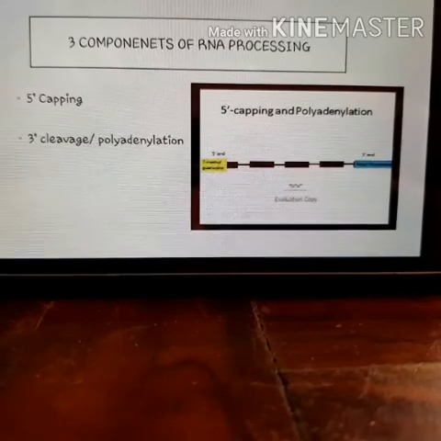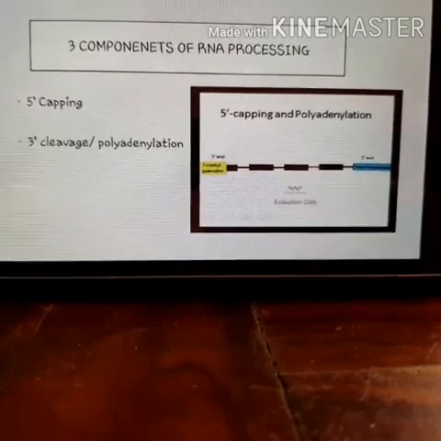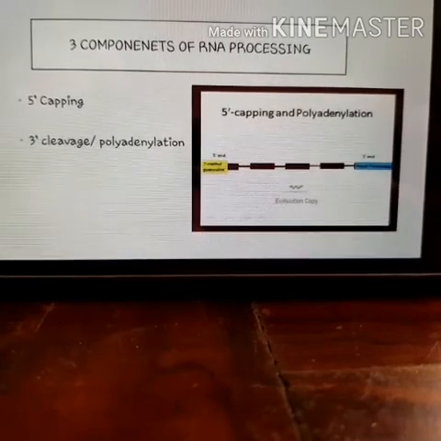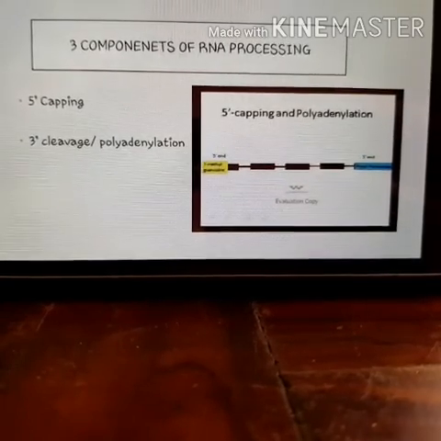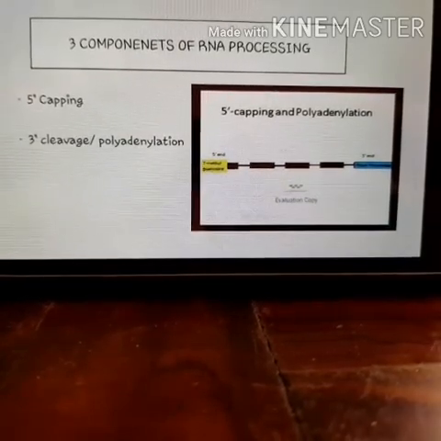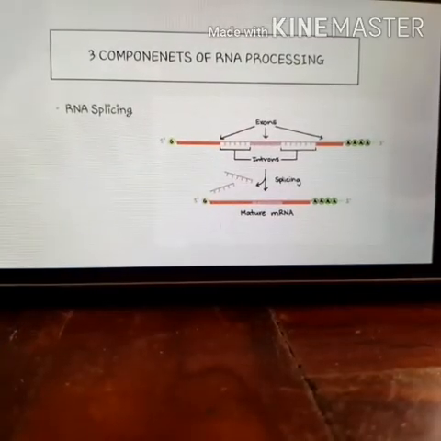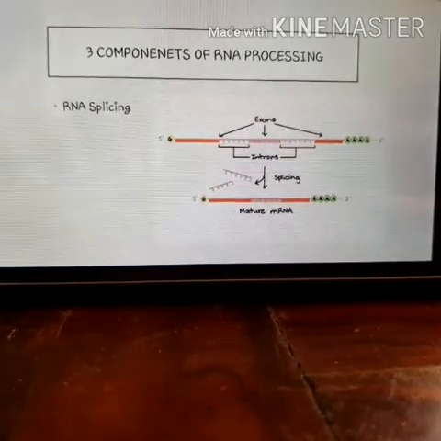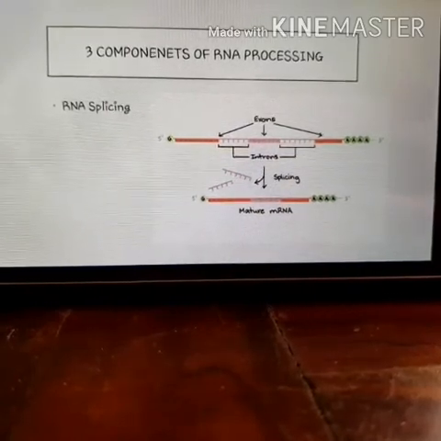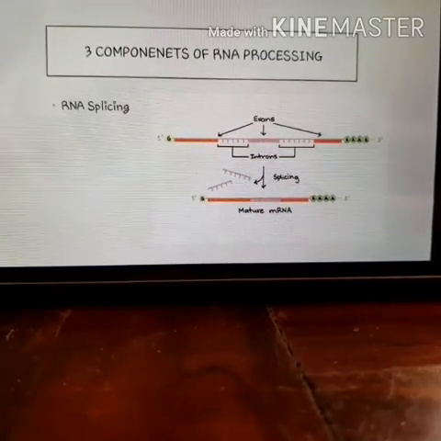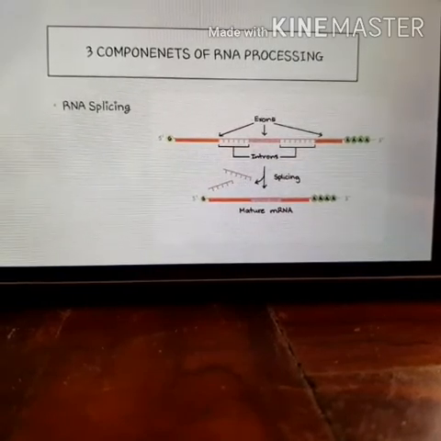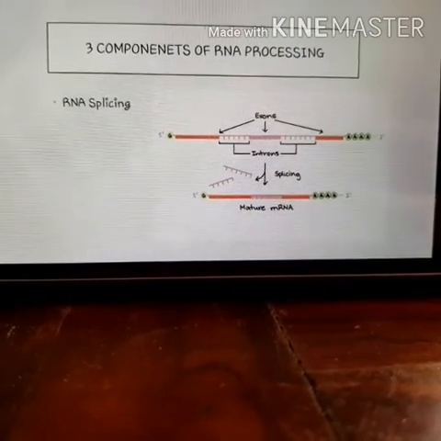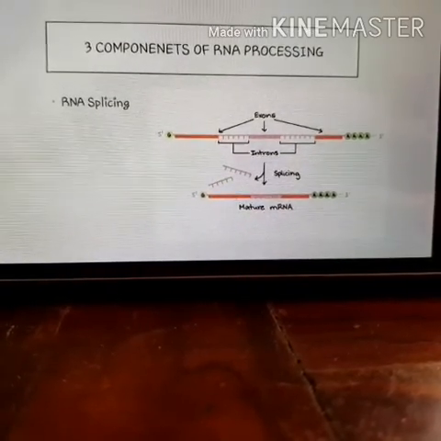So as you can observe in the picture, those two components are being placed on both sides of a sequence, where the 5' cap is used as a recognition signal for ribosomes to bind to the messenger RNA. The last component of RNA processing is RNA splicing. It is a process that removes the intervening non-coding sequences of genes, which are the introns, from pre-messenger RNA and joins the protein coding sequences, which are the exons, together in order to enable translation of messenger RNA into a protein.